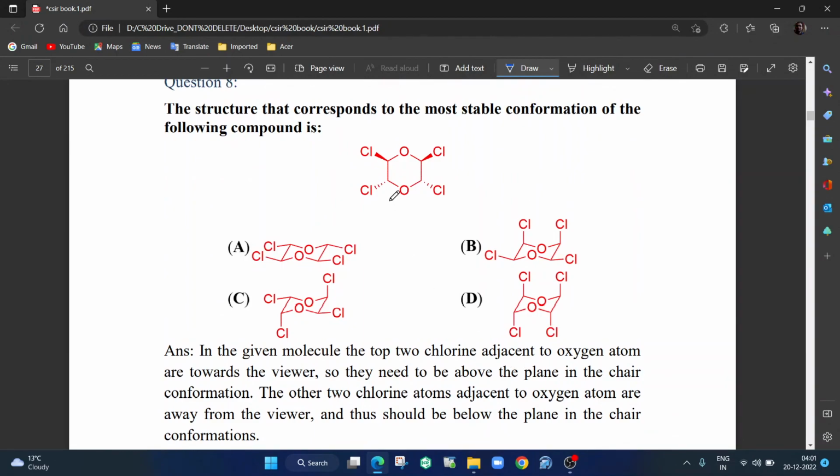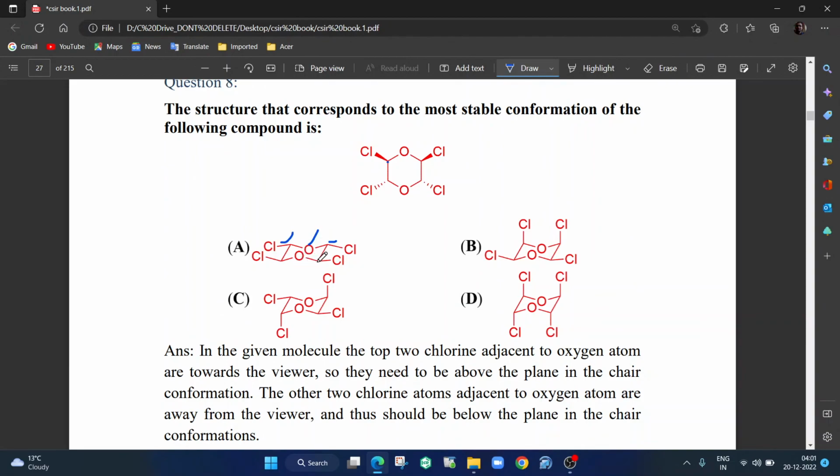The question: the structure that corresponds to the most stable conformation of the following compound is. You have this compound, and it is asking which is the most stable conformer. If you look at this, beside the oxygen you have 2 chlorines towards the viewer, and beside the other oxygen 2 chlorines are away from the viewer. Let us look here. If this is the oxygen, one chlorine is away from the viewer, and another chlorine is also away from the viewer. So, that is all right.